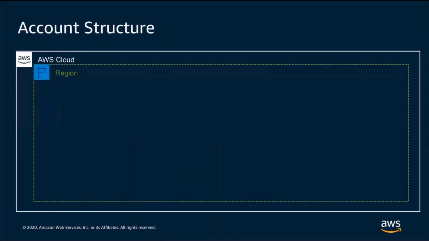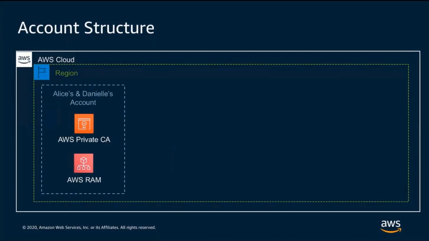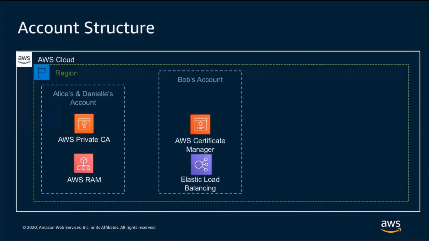What we have here is an example of Alice, Bob, Shayu, and Danielle's organization. They're all located within a single region inside of AWS. And we'll start with the account that Alice and Danielle have, where they're going to create a private CA, and then they're going to use AWS Resource Access Manager to share that CA with other people in the organization. For example, Bob, who's going to need to issue a certificate off of the Certificate Manager to ELB, Alice can share the CA to Bob's account directly utilizing AWS RAM.